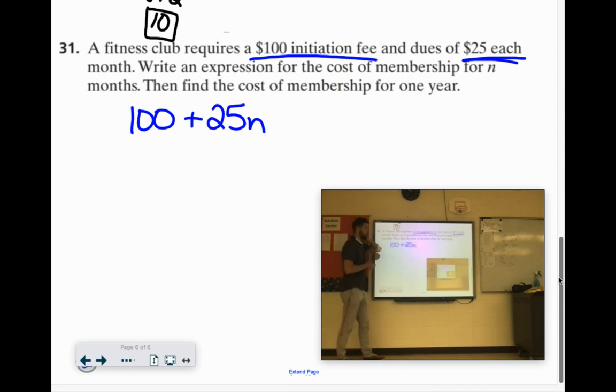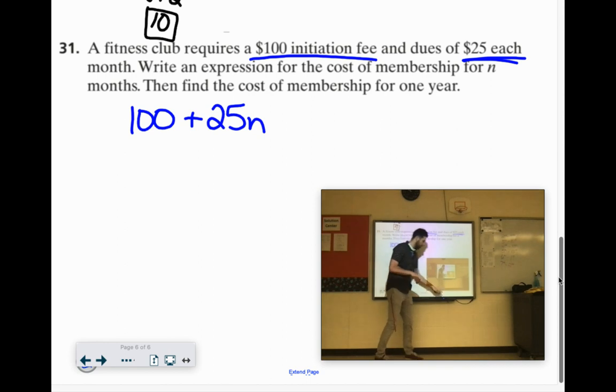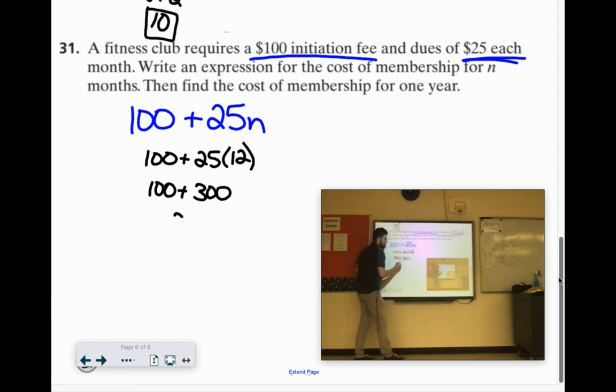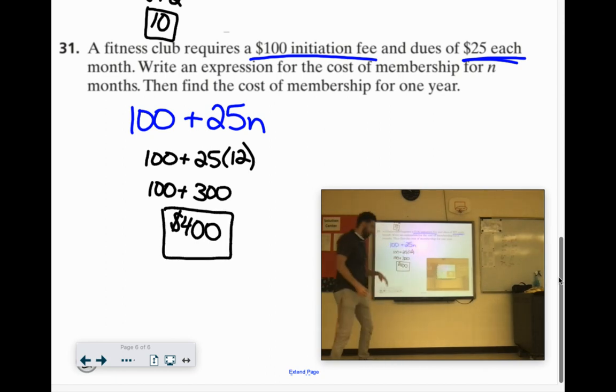Then find the cost of the membership for 1 year. Now this is months. So how many months in 1 year? There's 12. So again, think of quarters. If you have 12 quarters, that's $3, 300 cents. So we have 100, that's 300, which comes out to $400. That's it, we evaluated.